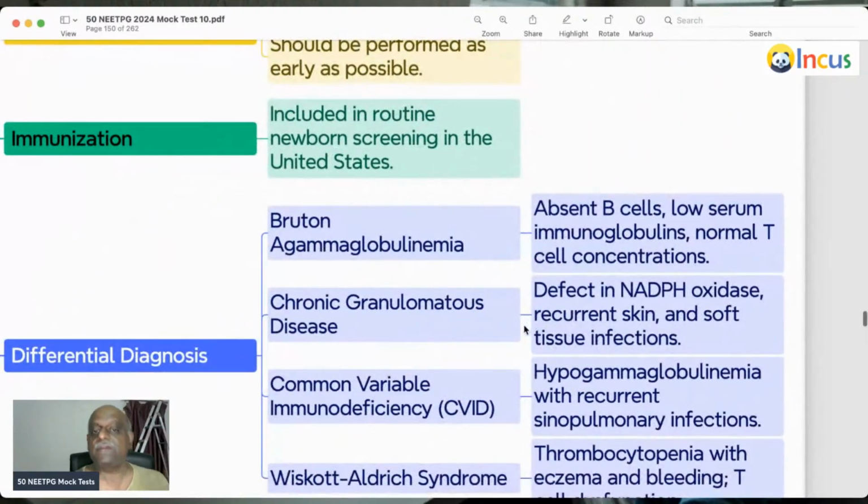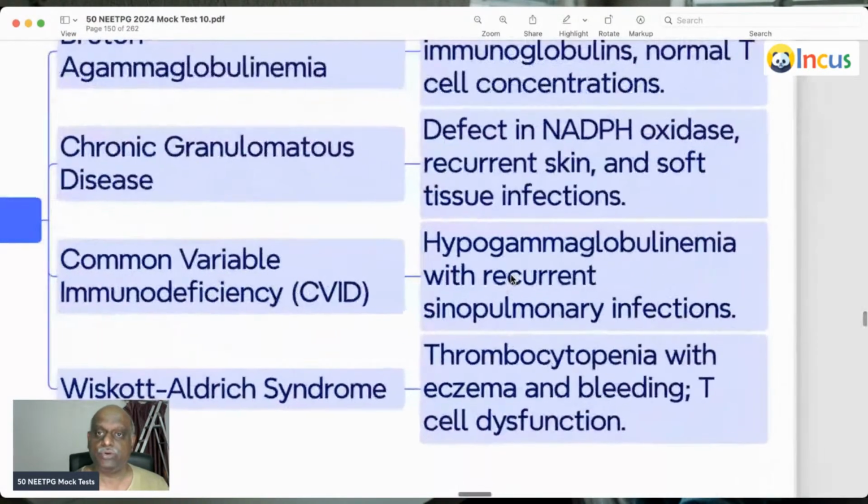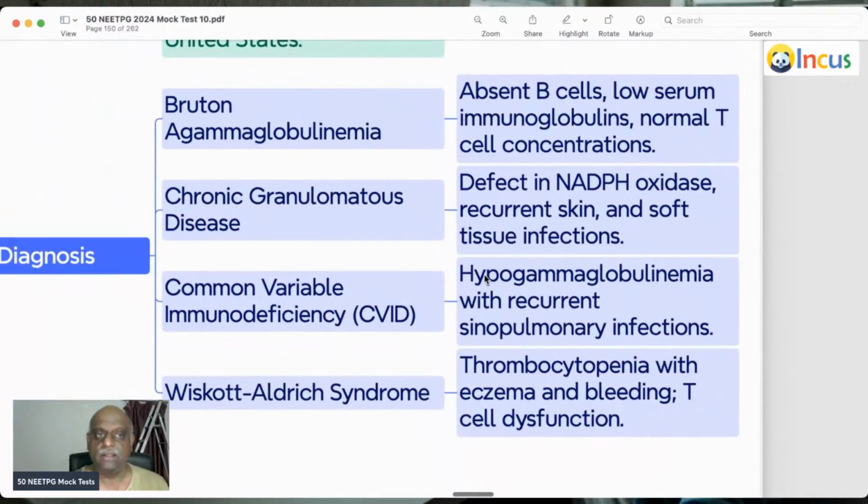Similarly, Bruton's agammaglobulinemia. What are the differential diagnoses? You need to be very sure. In every NEET PG exam, this is one of the favorite questions, doctor. Read it thoroughly. Bruton's agammaglobulinemia: absent B cells, low serum immunoglobulins, normal T cell concentration.